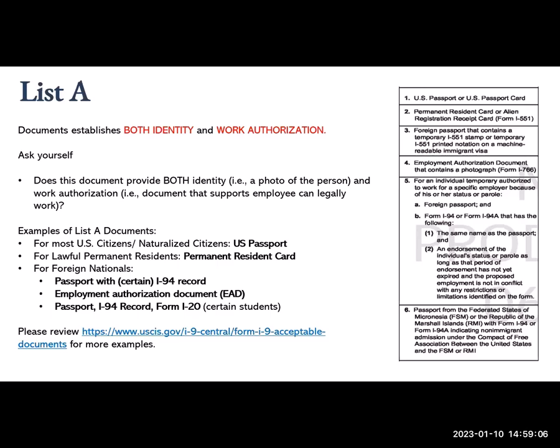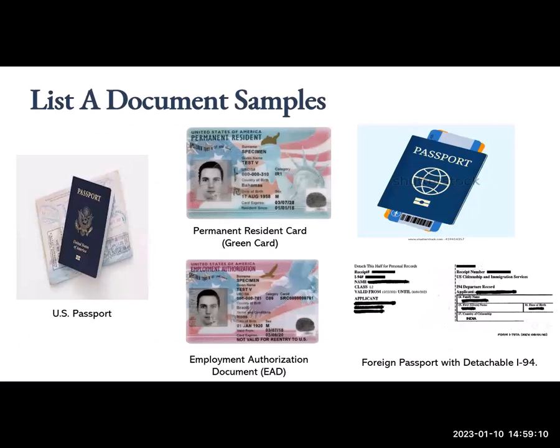So let's look at what that's going to look like in terms of the actual image of the documents. So U.S. passport, permanent residency card, and this actually is an older one, the new ones are greener, like the ones you saw before. Employment authorization document, and then again, here it is, the foreign passport and the I-94. So these are the most commonly presented List A documents.